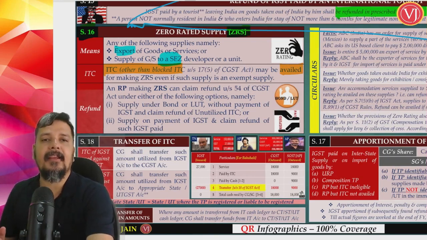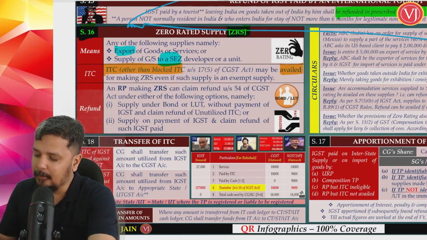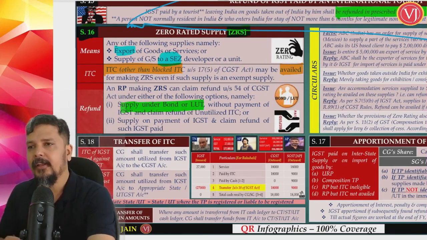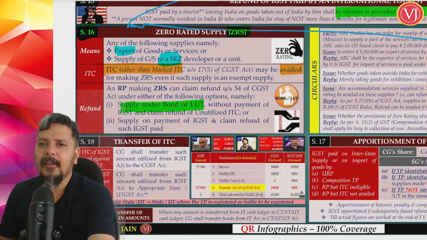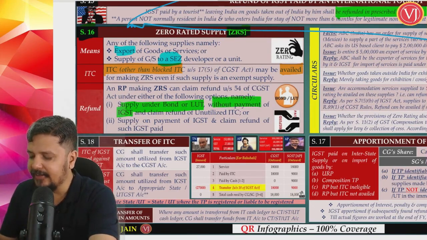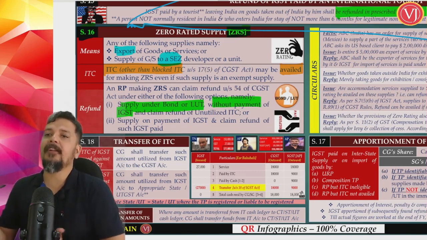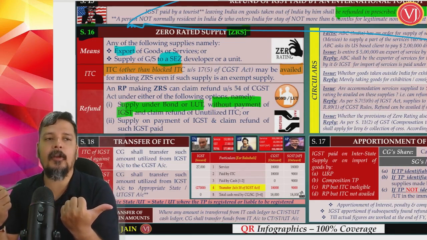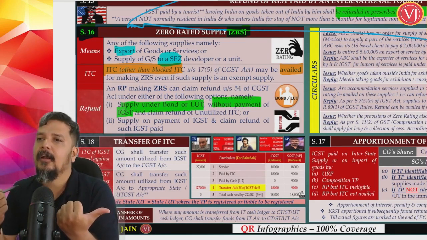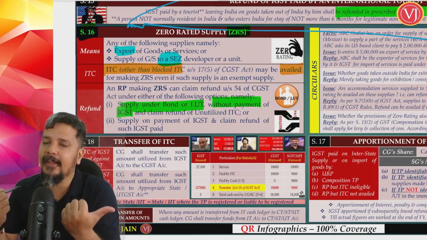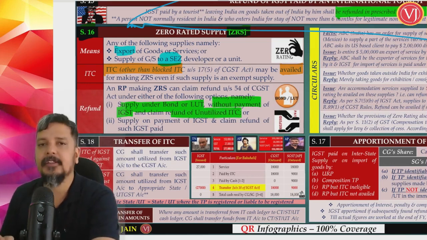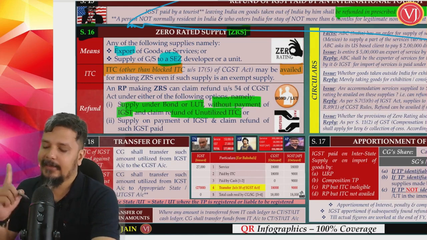For zero rated supply under section 16, you have two options. First option, supply under bond or LUT. Normally bond will not come for normal assessees, only LUT will be there. A letter of undertaking, a simple letter, without payment of output IGST, which means you will not have any output, but still you have input tax credit. On your export or supply to SEZ, you will not have any output tax because you have supplied under LUT. Still you will be taking input tax credit. Then on the basis of rule 89(4), apply the formula and get the refund of unutilized credit. That's the first option.